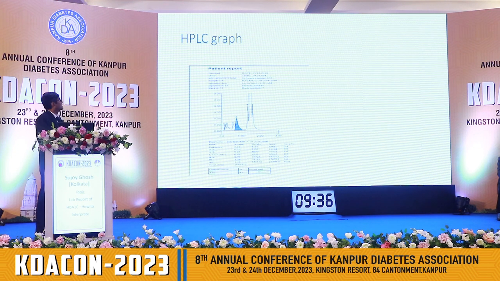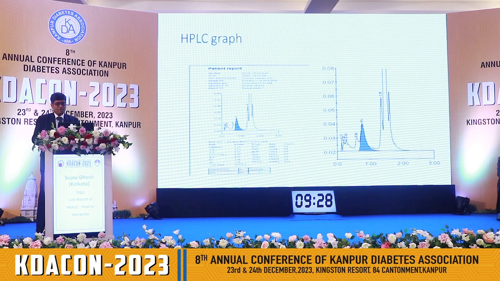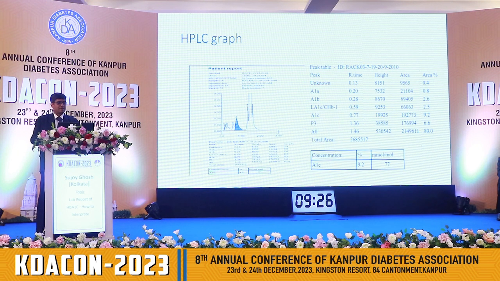So this is the HbA1c graph that I was talking about, right? Most of us don't know how to make head or tail of what is here. Kya likha hai? Kaun jane? So let me try and break this up. So this is what it looks like, right? There is something called peak, something unknown, A1A, A1B. LA1C is labile A1C.